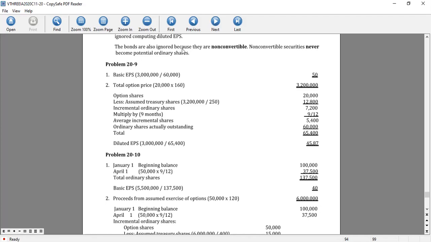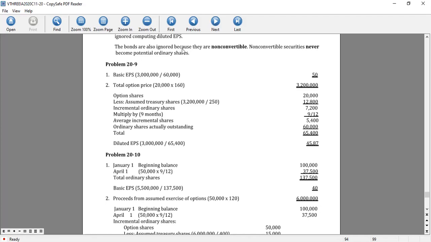Now for problem 20-10, I suppose this is the last straight problem because the rest are already multiple choice type. So in 20-10, on January 1, the beginning balance is 100,000 ordinary shares. Then on April 1, we have 50,000 times 9 over 12. All of the share options were exercised. The market price was 40.